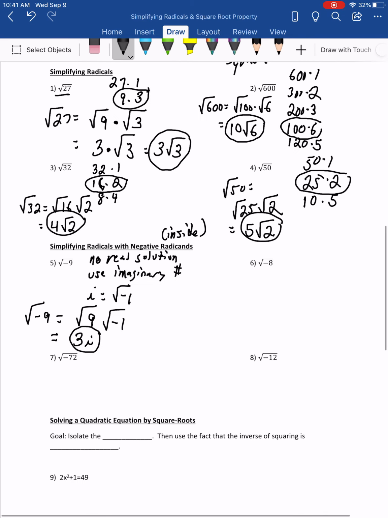Let me erase that. And then we're going to use the fact that the inverse of squaring is square rooting. Just like the inverse of addition is subtraction, or the inverse of multiplication is division, the inverse of squaring is square rooting. All right, so this is how this works.